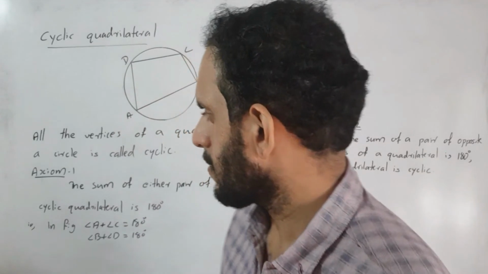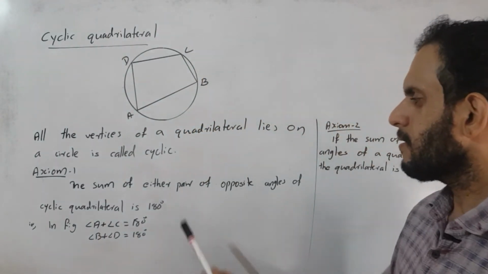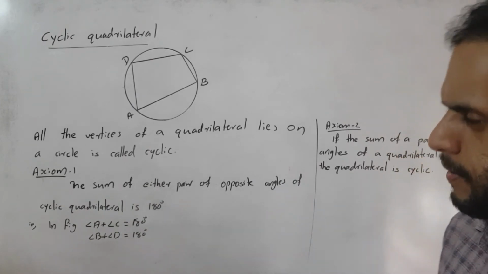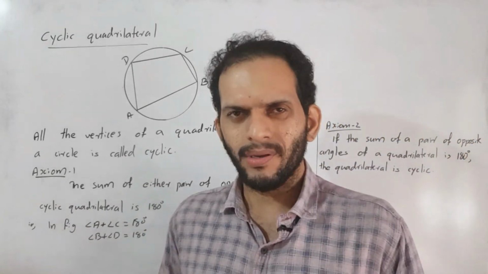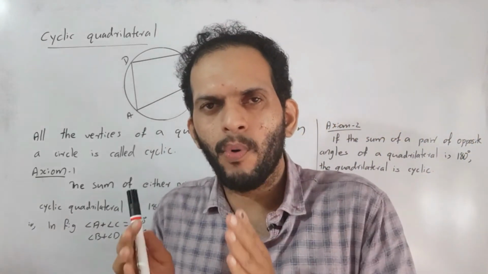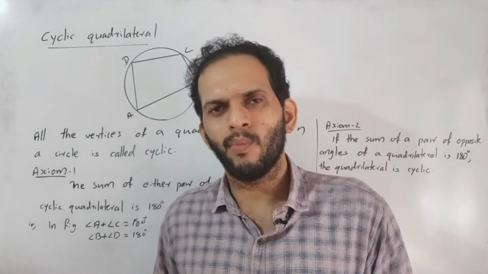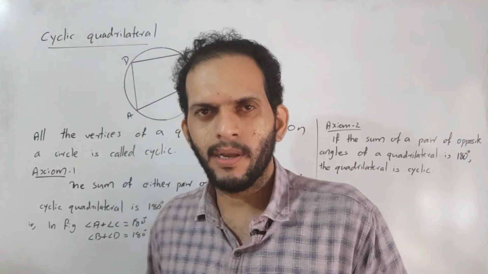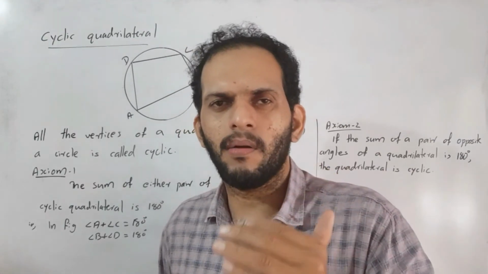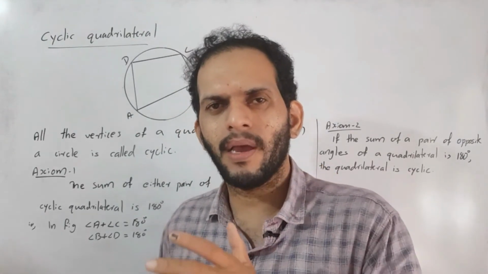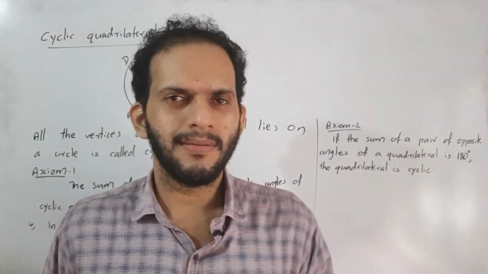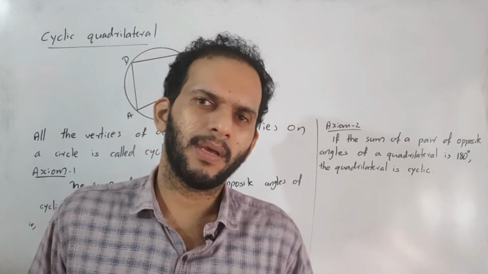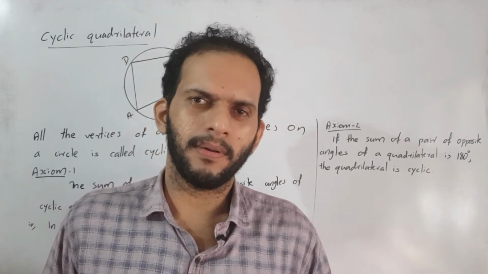That is like this. The axiom says the sum of either pair of opposite angles of a cyclic quadrilateral is 180 degrees. Okay, what will be the sum of the opposite angles of a cyclic quadrilateral? It will be 180 degrees. It's a very important property of a cyclic quadrilateral. What is that? The sum of either pair of opposite angles of a cyclic quadrilateral is supplementary, or is 180 degrees. Opposite angles of a cyclic quadrilateral are supplementary.